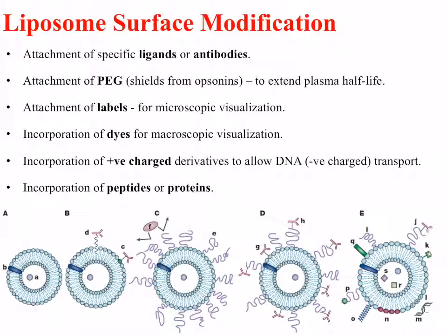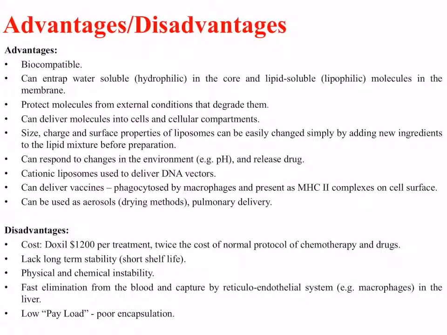You can incorporate positively charged derivatives to allow for DNA to be transported, and it can be used to transport peptides as well. So in terms of their advantages and disadvantages, well, some of the major advantages include the fact that it's biocompatible. It's a lipid bilayer. It's exactly like what we have in our own bodies and our cells.